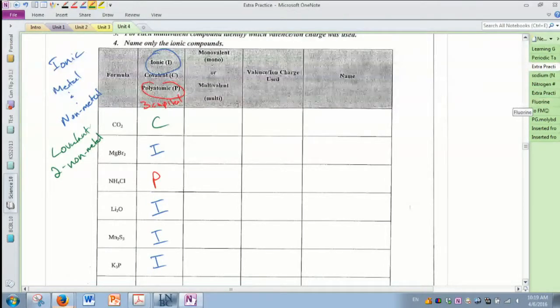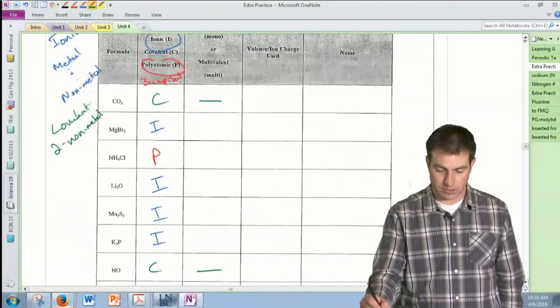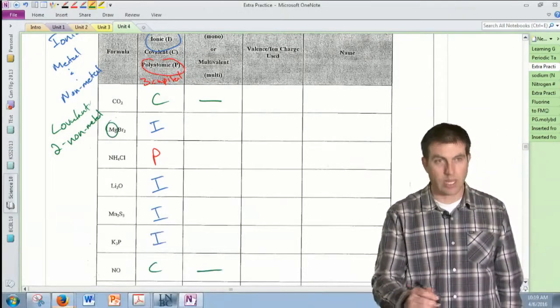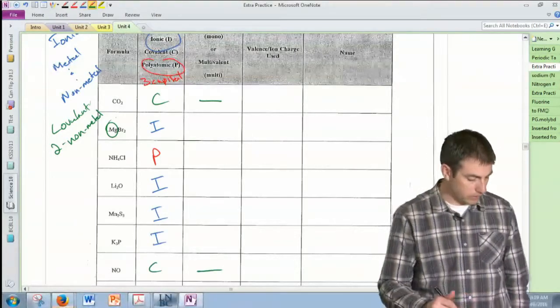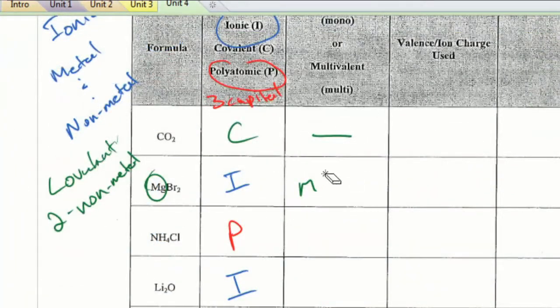So if I have written in covalent, I can't have a multivalent covalent. That just sounds funny when I say it like that. Magnesium, Mg. Does it have more than one charge? Magnesium, column 2, it only has one charge. So that's mono. NH4 is a polyatomic. None of the polyatomics have more than one charge.